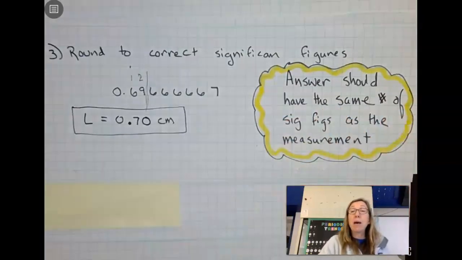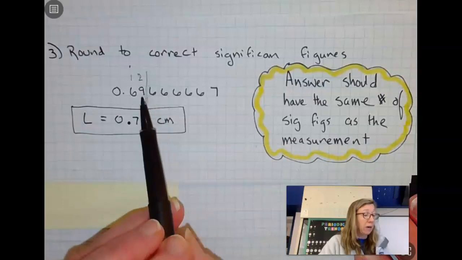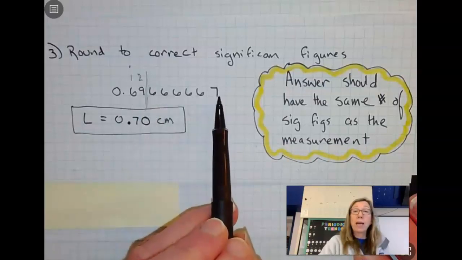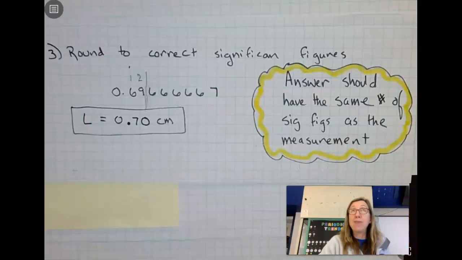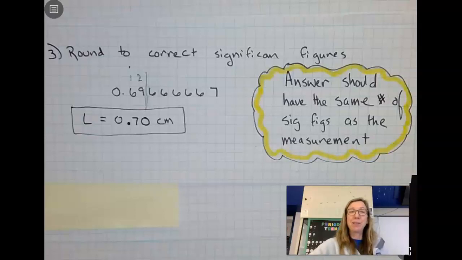And therefore, that will free you from the tyranny of the calculator. Because this 7, that's just where my calculator ended. That 6 went on to infinity. And we cannot measure to precision to infinity. So we're going to do a couple practice ones.